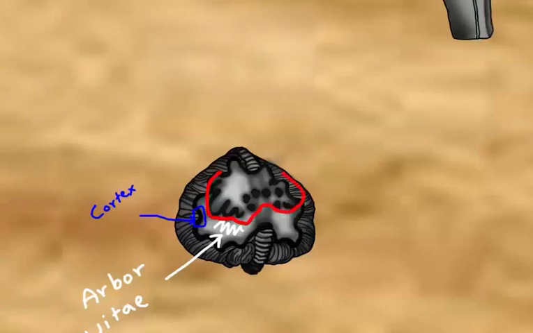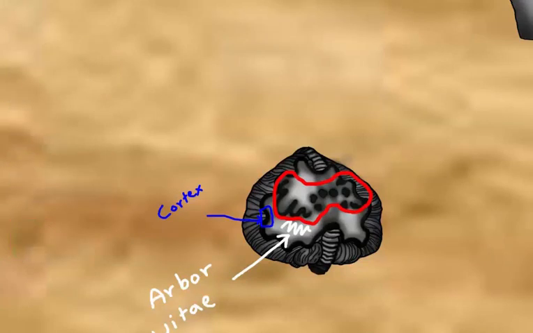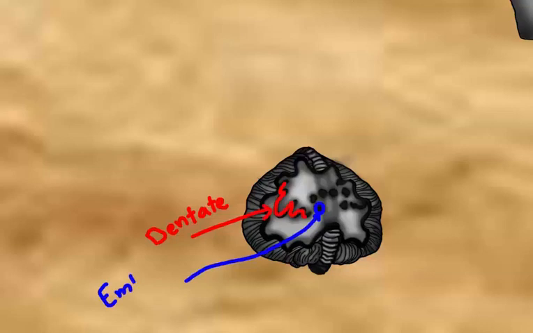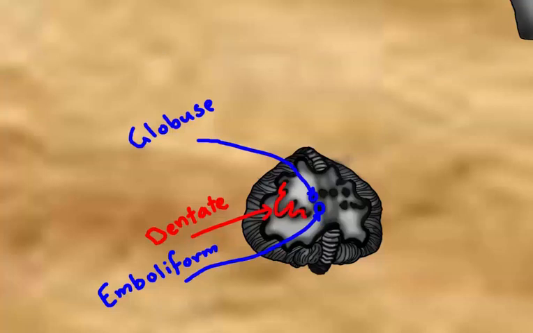Deep within the layer of the white matter, we find the deep cerebellar nuclei, best memorized through the sentence, "Don't eat greasy food," from lateral to medial. The deep cerebellar nuclei are: D stands for dentate nucleus, E stands for emboliform nucleus, G stands for globose nucleus, and those together are called the interpositus nucleus. And last but not least, aligning with the level of the vermis, the fastigial nuclei.